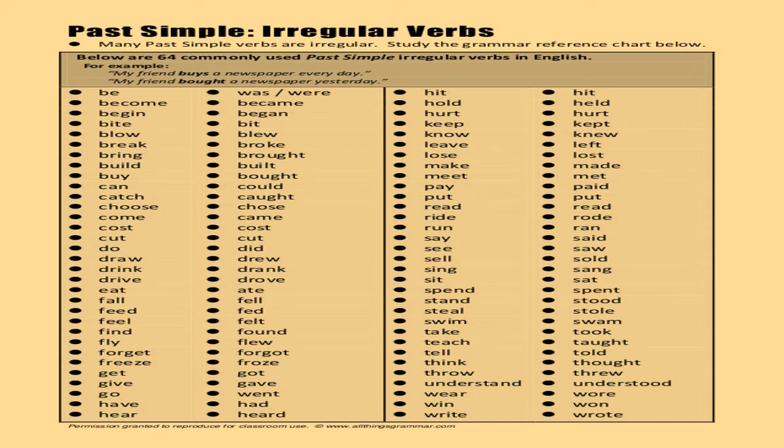In the list below, you will find the most commonly used past simple irregular verbs in English. Of course, they are not the only irregular verbs in the past simple tense, but they are the most commonly used in general.